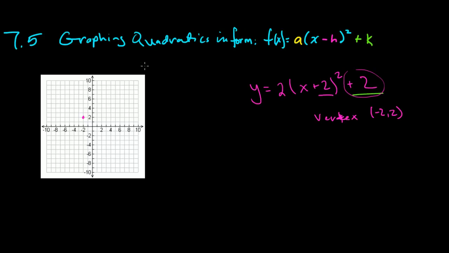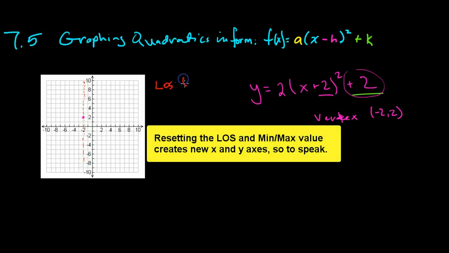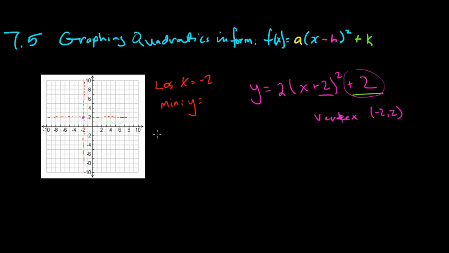We've now basically reset both our line of symmetry, our LOS, which is now x equals -2. And we've also reset our minimum value in this case. You can either have a minimum or a maximum value. In this case, we know it's a minimum value because our parabola is going to open up. And our minimum value in this case is 2.